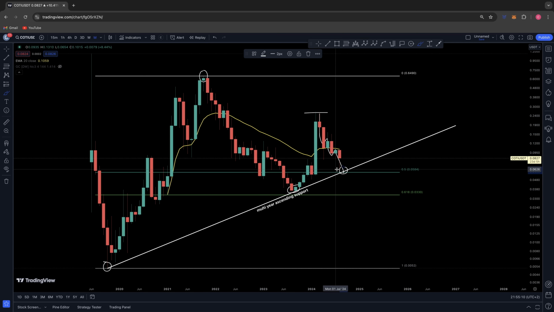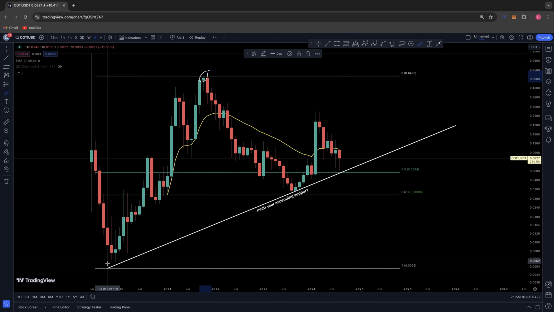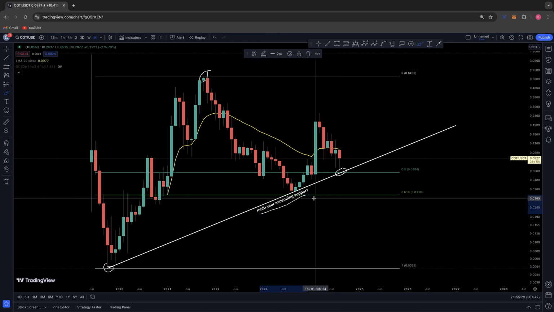and have since started retracing back down again to this key ascending support for COTI. So right now I'm seeing a lot of altcoin projects do similar things. They're coming back from their all-time highs back to their all-time lows. They've got multi-year ascending support levels, Telcoin, DMTR, Velo, very similar charts, and they're all coming back to this key ascending support that these projects have been holding for a couple of years.